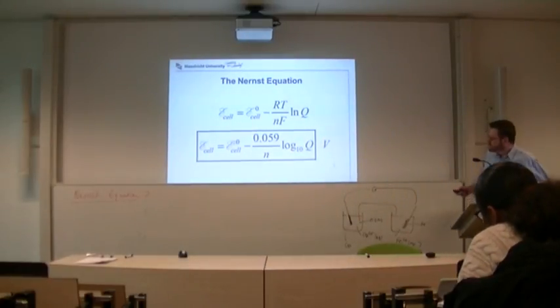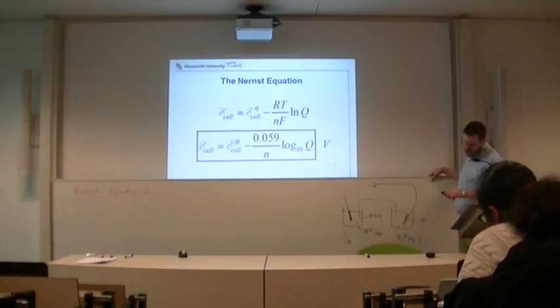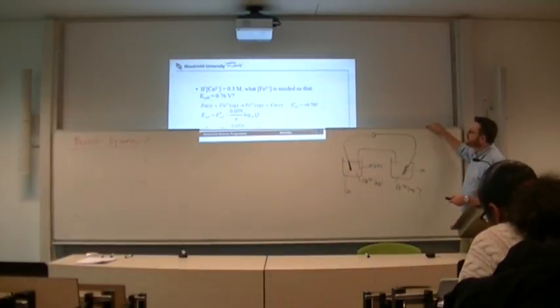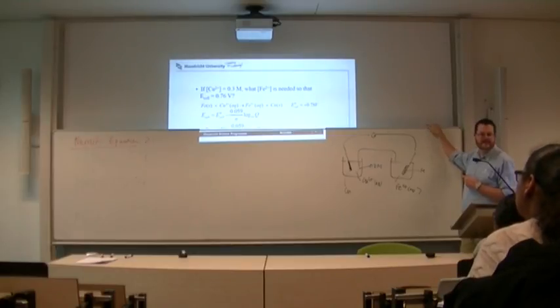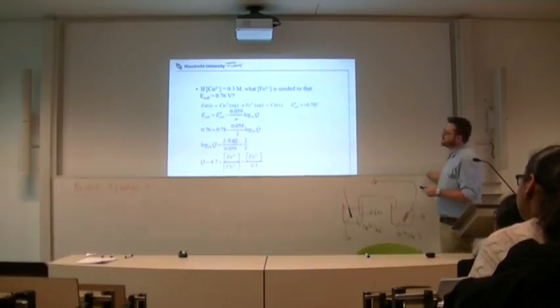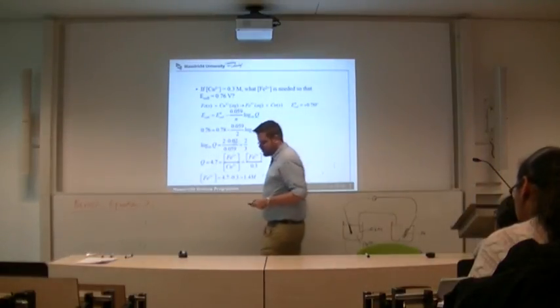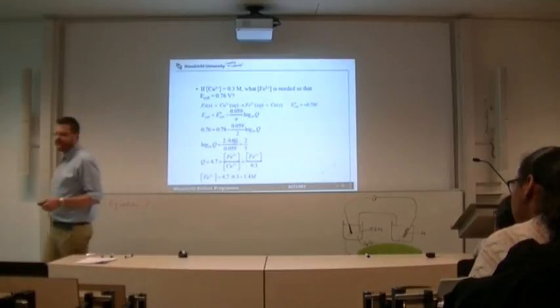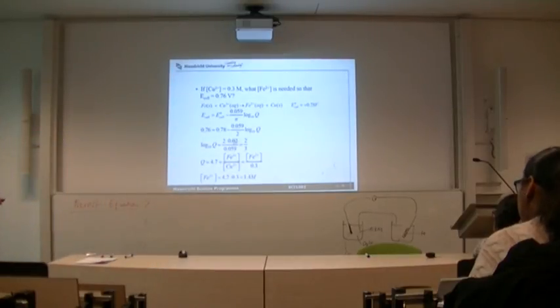So what are we actually trying to do here? The question is, what iron 2 plus concentration is needed so that I have that potential? All right, how do we proceed? Well, the first thing we do is write down the two half reactions and the net ionic equation. From that cell that I've drawn there, iron is going to go to iron 2 plus, and copper 2 plus is going to go to copper.